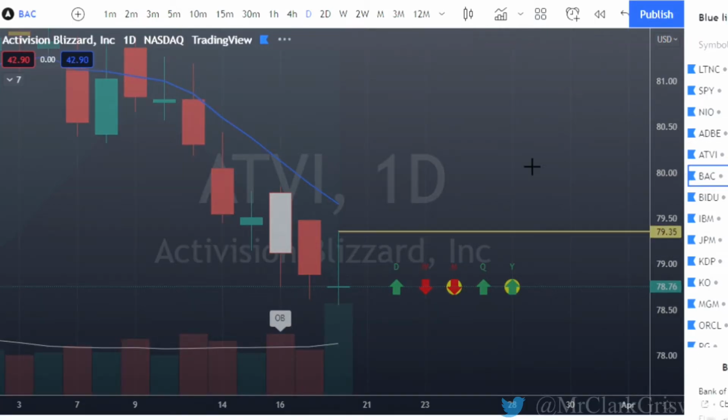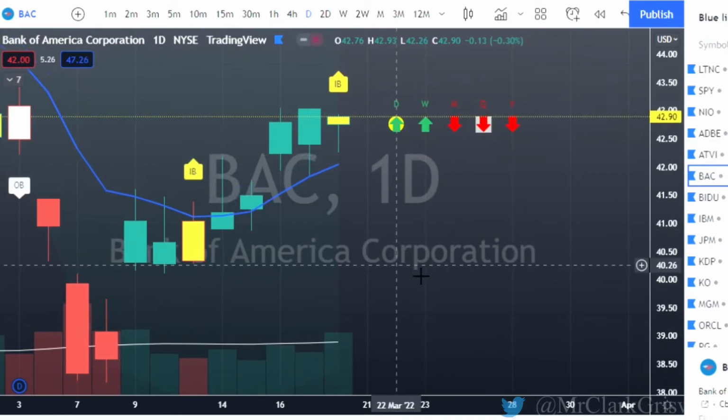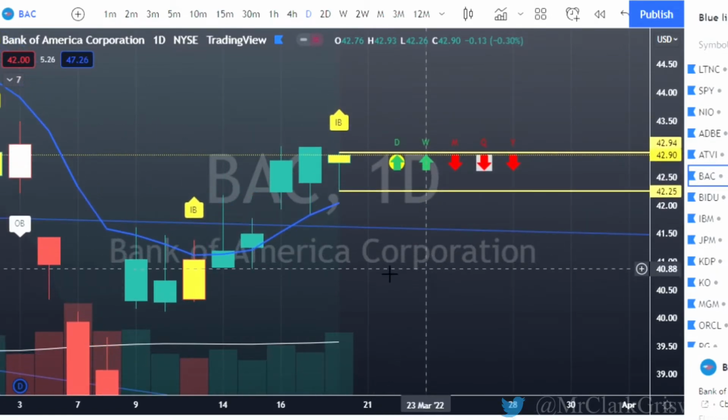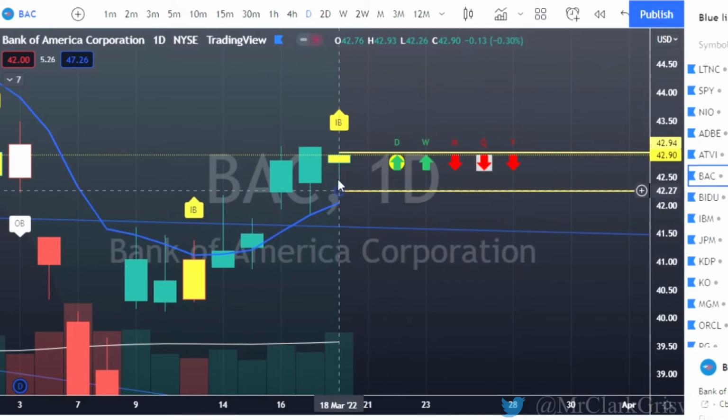BAC, Bank of America, has a nice little inside bar here. And again, as I always say, inside bars are what I first started trading options with. An inside bar does not break the high or the low of the previous candle. Okay, so it's showing consolidation. It's like a spring getting loaded and getting ready to explode.